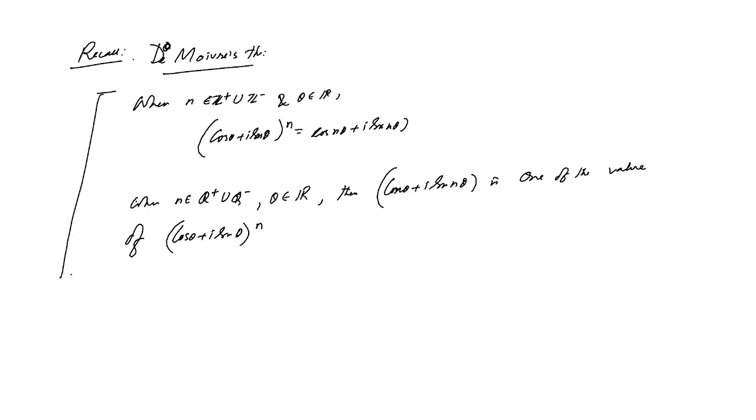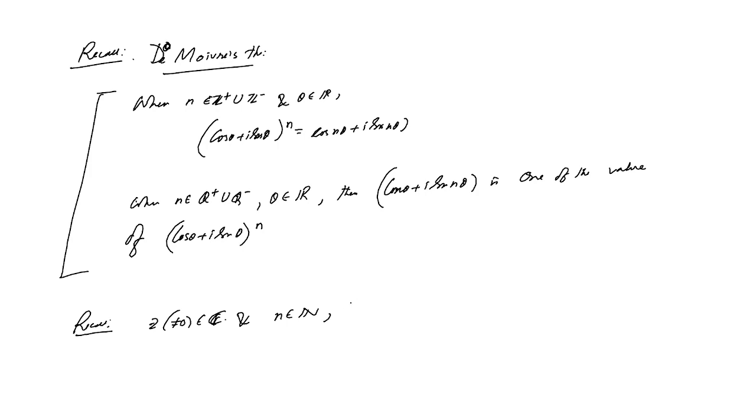So this formula, de Moivre's theorem, is very important for finding the nth root of a complex number. Let us see how to find the nth root of a complex number. Recall, this is very important: z is a non-zero complex number and n is a positive integer, n belongs to the natural numbers.